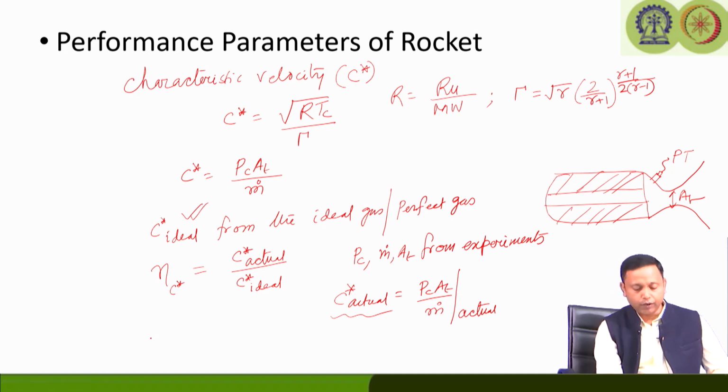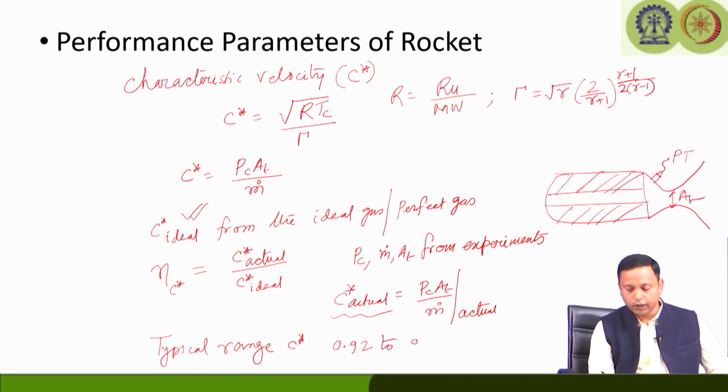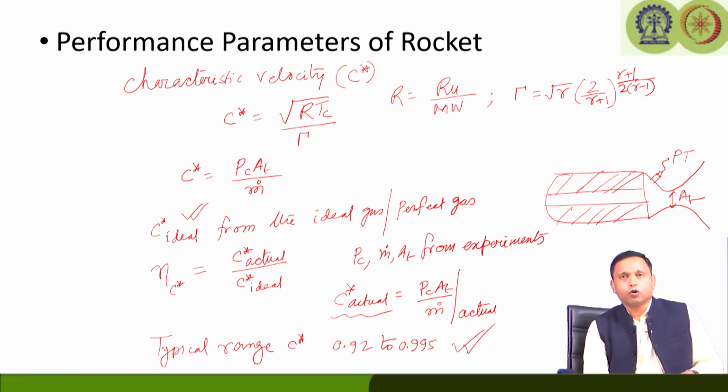In a typical range, the C star efficiency is around 0.92 to 0.995, meaning 92% to 99.5%. So, it is quite a high value. Our aim is to make it as close to the ideal case. So, that is the value of C star efficiency. The other important parameter of concern is the thrust coefficient.